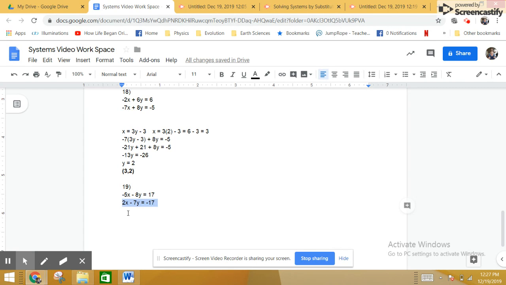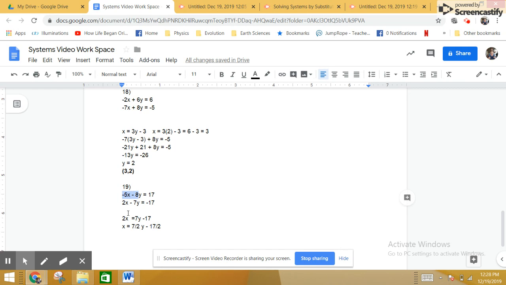So I'm going to copy this one and isolate the x. To isolate the x, I add 7y to both sides, and I go over here, and 7y now minus 17. Then I'm going to divide both sides by 2. So x will equal 7 over 2y minus 17 over 2. Now I take this, and I'm going to copy that in and replace x in the other equation with that.